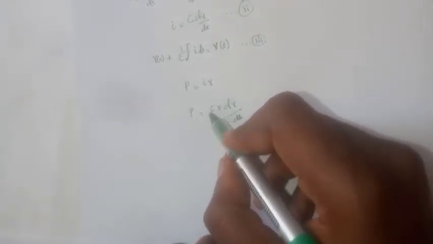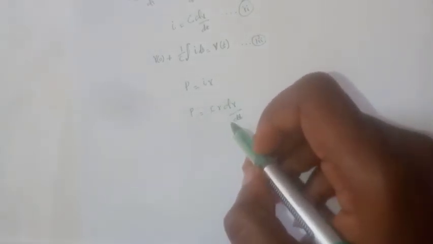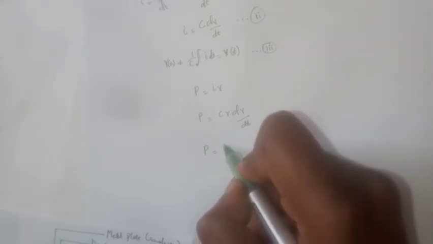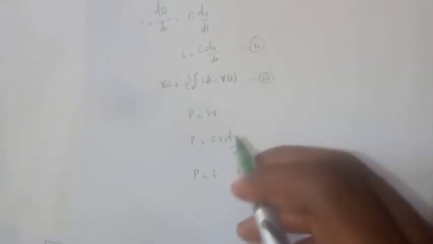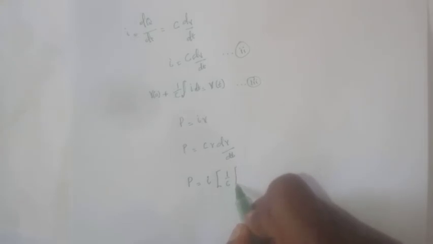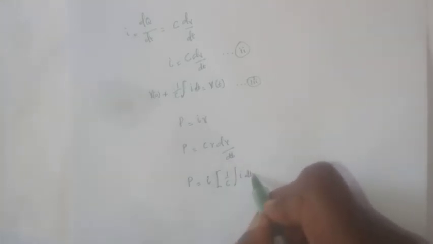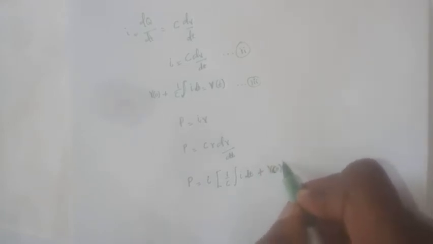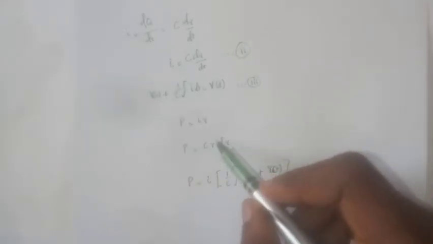Okay, now we can also write power to be equal to I multiplied by V here. So that would be I times the quantity 1 over C integral of I dt plus V naught. So those are the two forms our power equations can take.